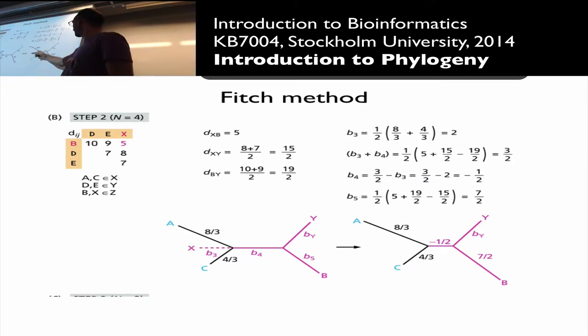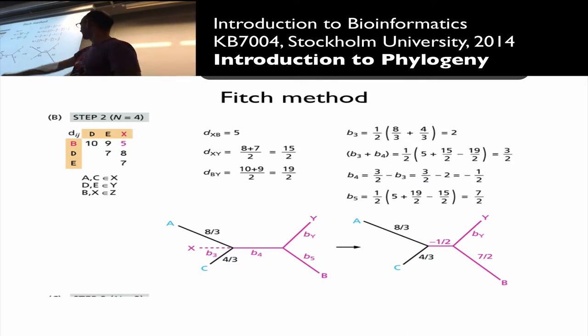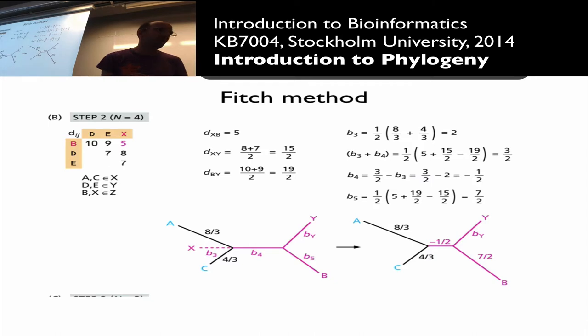Yeah, okay, I understand that you can do the algebra and it comes out. But how can I interpret the negative distance? It means that the tree is not really perfect. I mean, that tree doesn't describe all the data. It's just that you can't get a tree with this method that actually fits the data better. That's what it means. Okay.